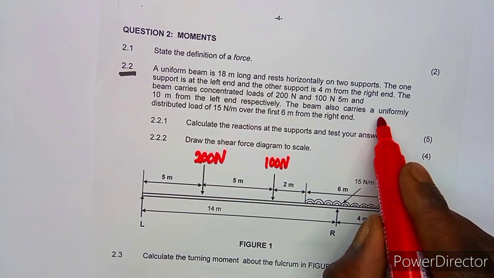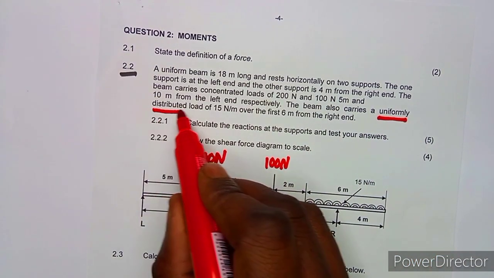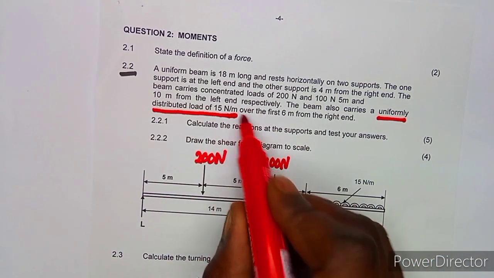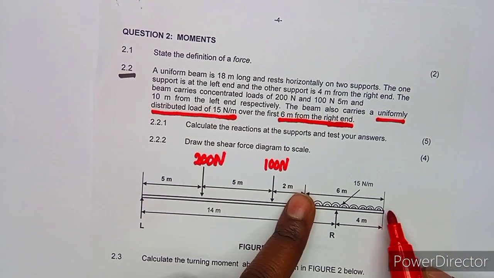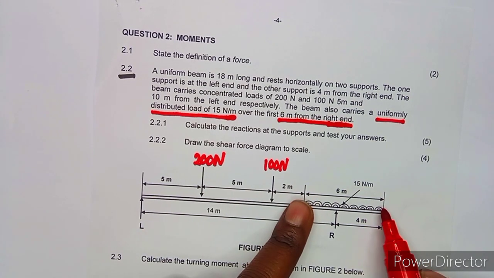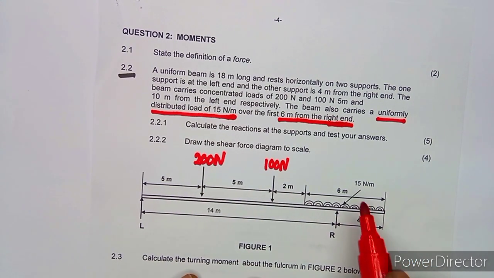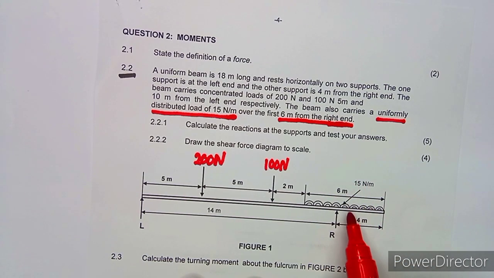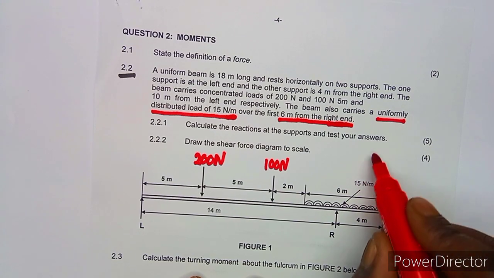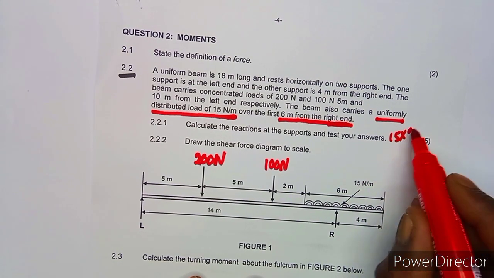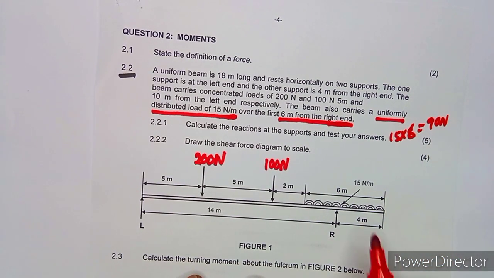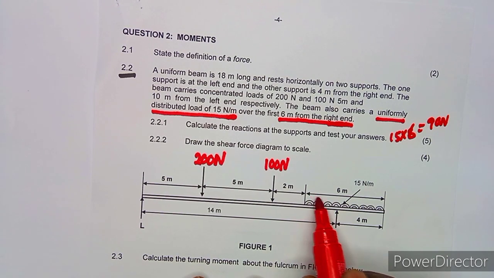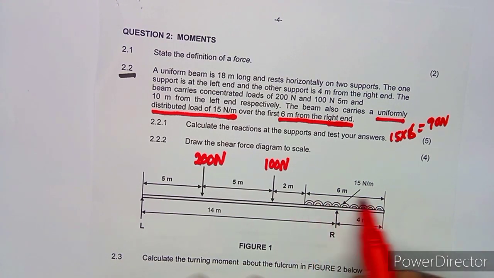The beam carries a uniformly distributed load, which is important here, of 50 Newton per meter over the first 6 meters from the right end. Whenever you're given a distributed load like this, we're supposed to convert it to a concentrated load, which means you multiply 15 by 6. That gives us 90 Newton. Then you divide the distance, because we've got 6 meters here, so we're going to have 3 meters.